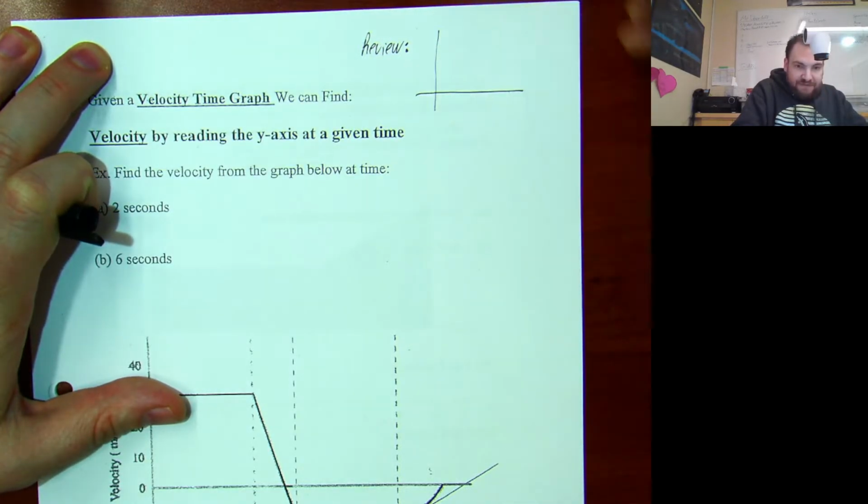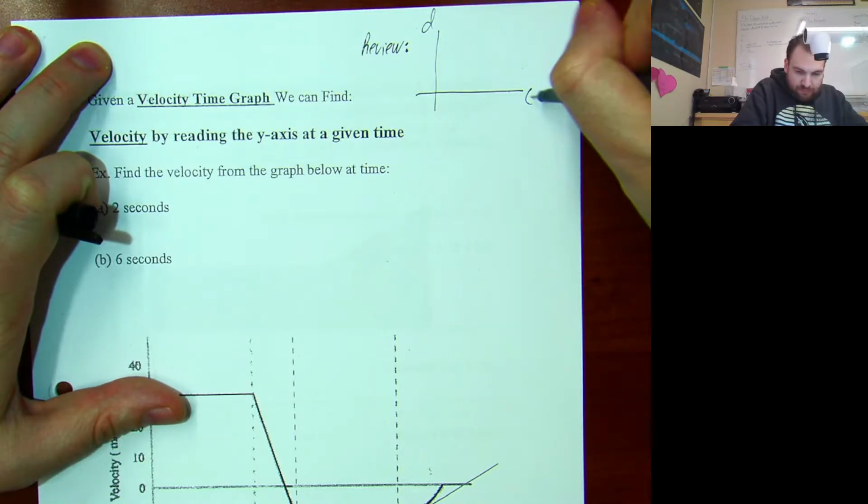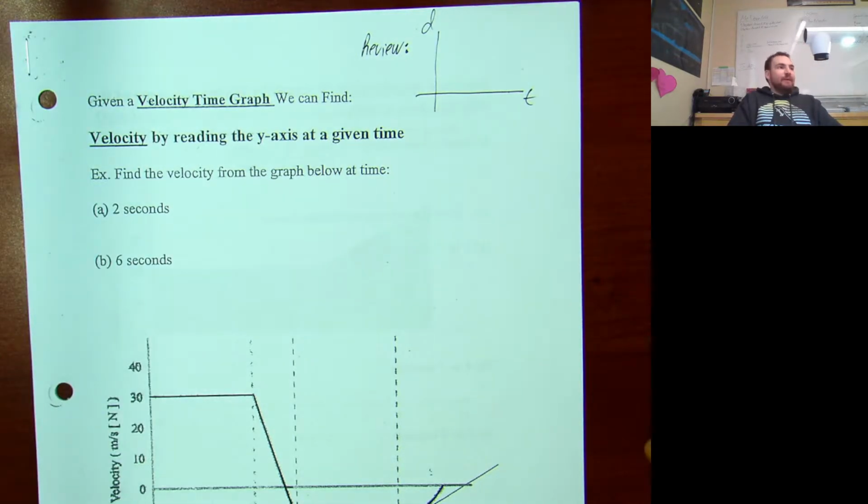For the d-t graphs, the main thing that we pulled off a displacement-time graph was what? There was one big relationship that we pulled off that graph. What was the one big thing we were able to use our d-t graphs to do? I'll ask it a slightly different way. We figured out the slope, and once we figured out the slope, what did that give us?